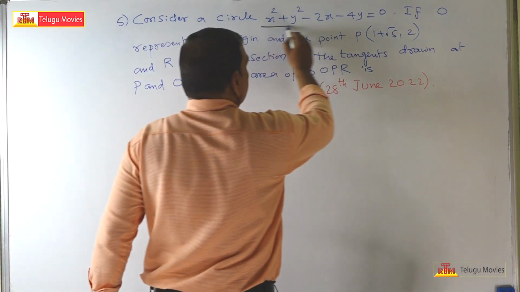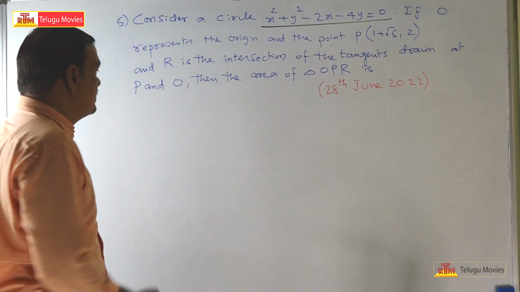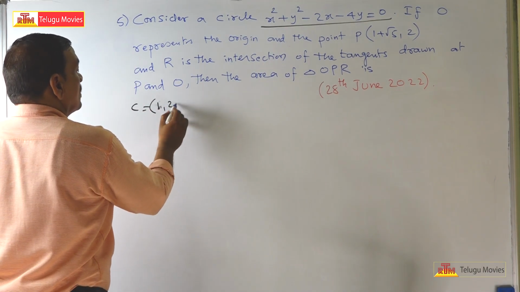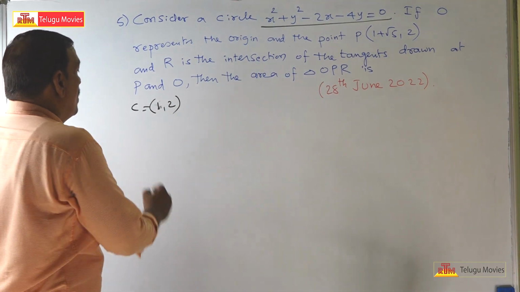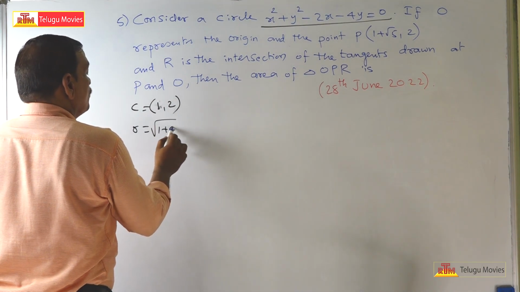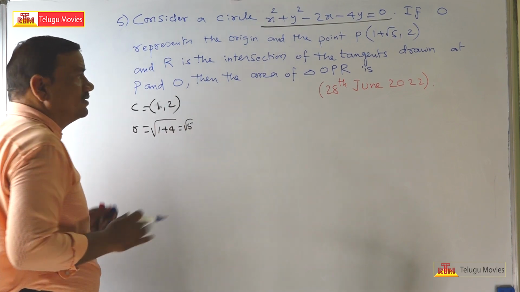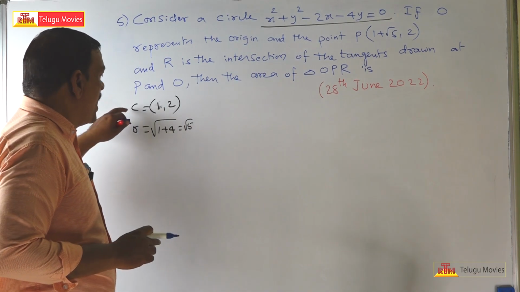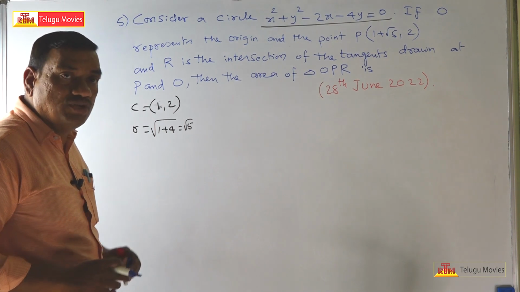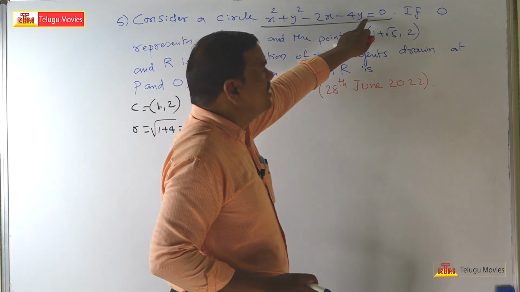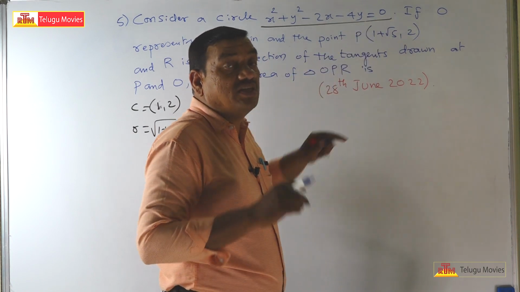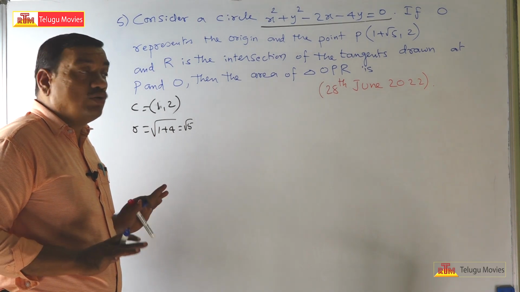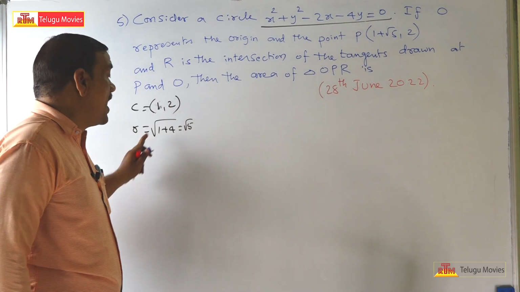First of all, he has given the equation of the circle. What is the center of the circle? That is 1 comma 2. The center of the circle is 1 comma 2. And the radius of the circle is root of 1 plus 4, that is equal to root 5. Immediately the circle equation is given, immediately I wrote the center and the radius. If you observe, there is no constant term in the circle. That means the circle passes through origin. On the whole, the circle passes through origin, has the center at 1 comma 2, and has the radius root 5.